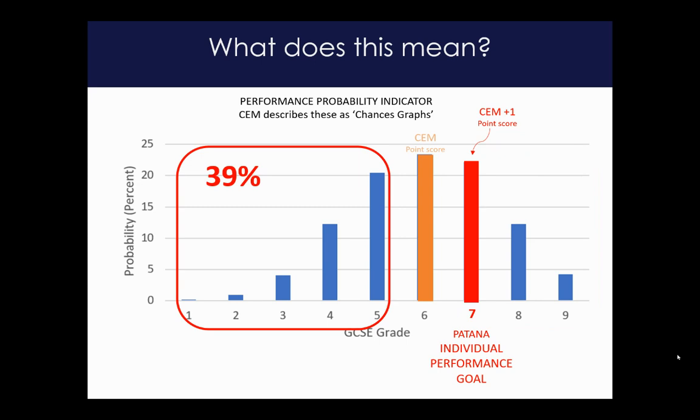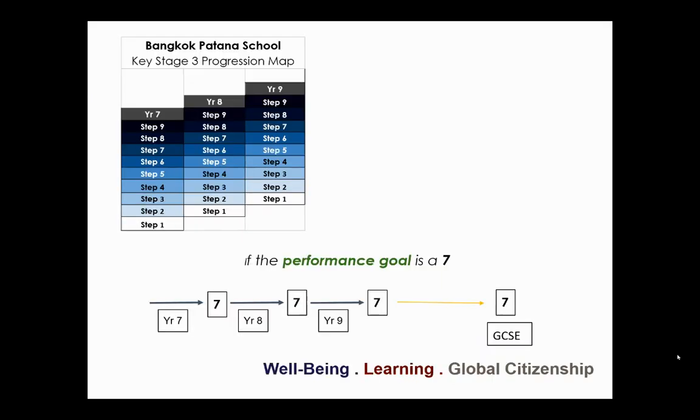Each year the level of challenge in the performance goal steps up. In this example, a step 7 in Year 7 becomes more challenging and requires deeper learning in Year 8, and again in Year 9. The challenge for the student is to hold on to their performance goal as the level of challenge increases each year. There are many things that can happen between now and completing GCSE exams that can influence future performance. For example, the effort and dedication an individual commits to their learning.